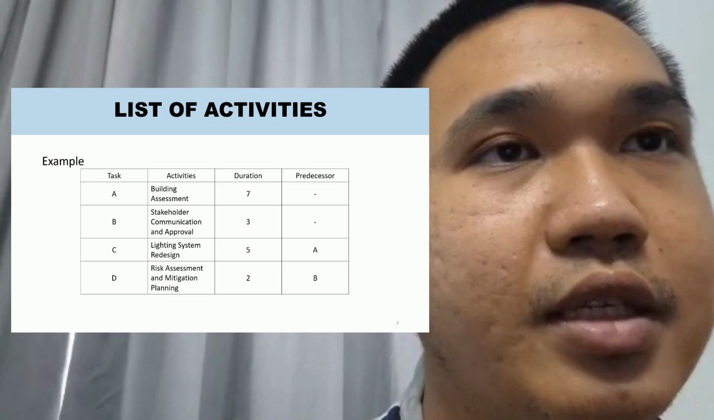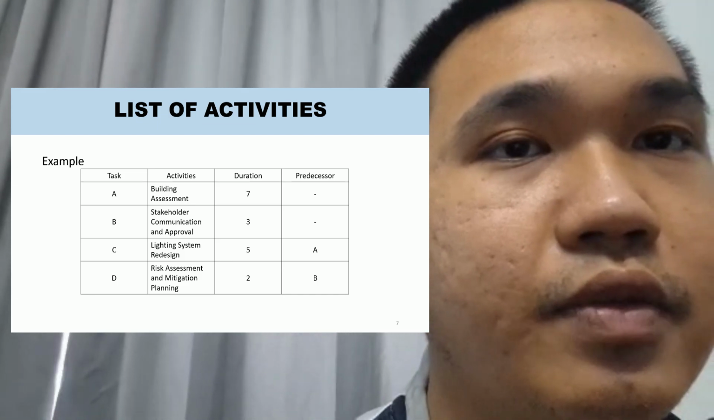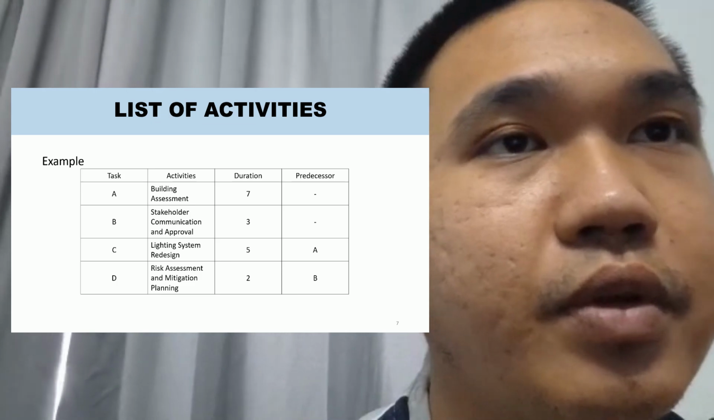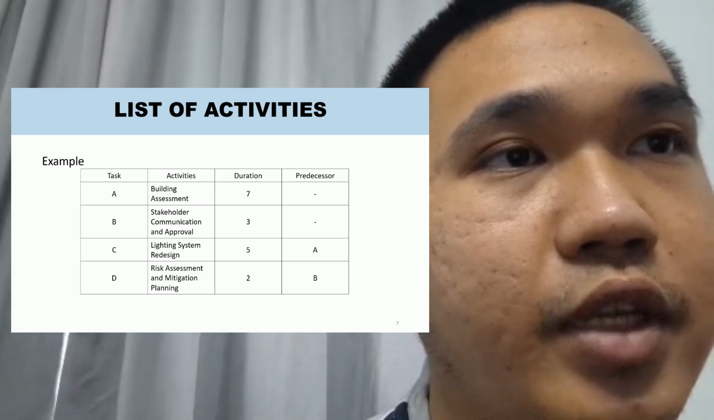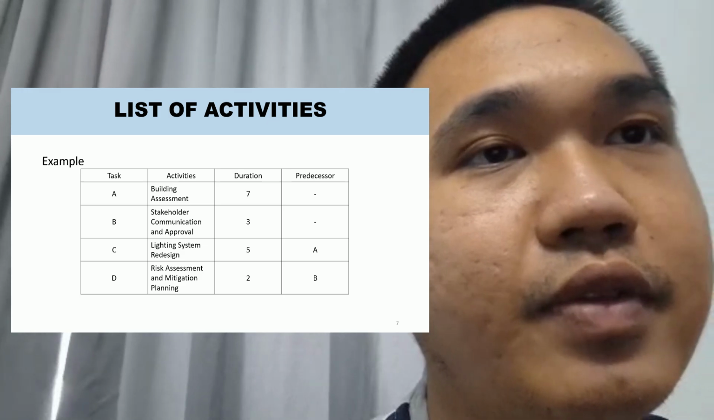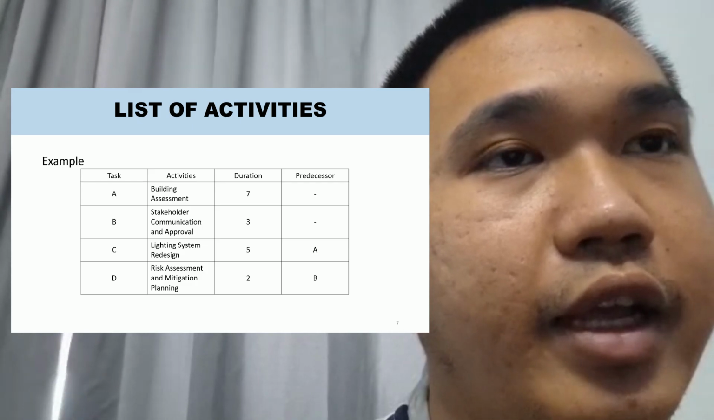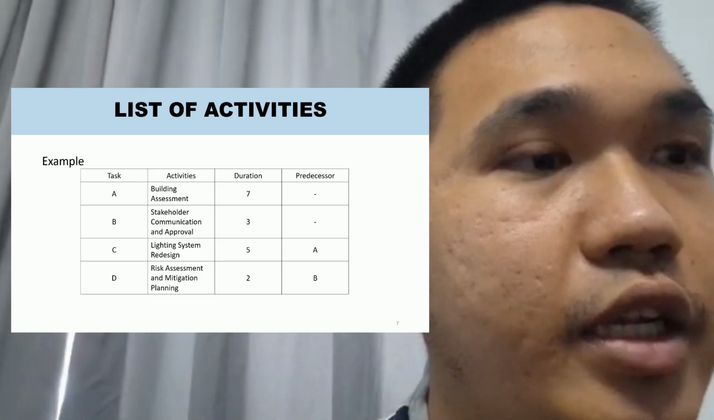The predecessor defines which task goes next after one task finishes, such as the building assessment after its 7 days of duration finish. The next task is the lighting system design, which is marked with A, connected with the building assessment. So that is the list of durations and predecessors.